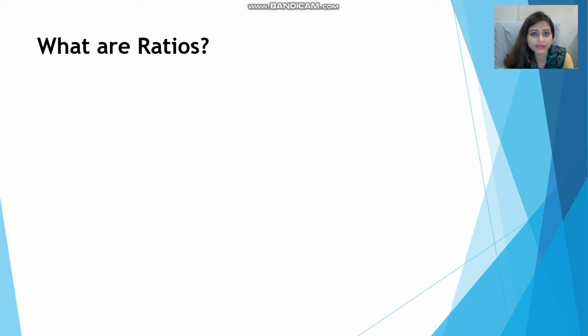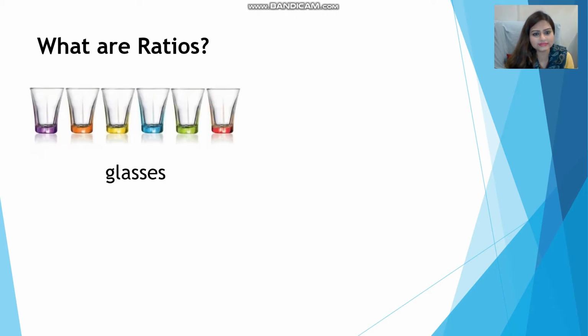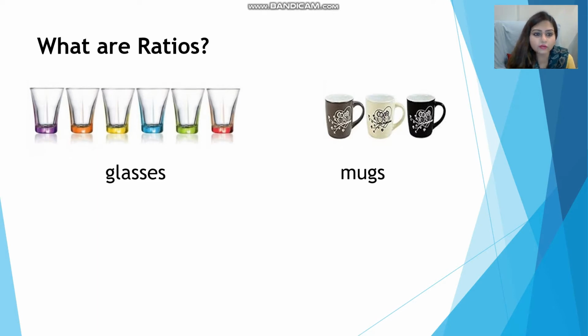What are ratios? Any idea? Think. Before I define ratio, let's have a look at pictures. On the left side of your screen, there are glasses, and on the right side, there are mugs. If I ask you to compare both the number of glasses and the number of mugs, in how many ways can you compare them? I am giving you a few seconds to think about it. Time is up. Now, let's discuss.